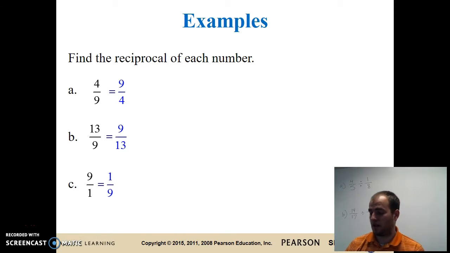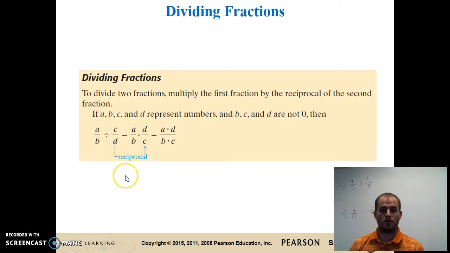Alright, so now that we know what reciprocals are, we're able to talk about how to divide fractions. To divide fractions, you multiply the first fraction by the reciprocal of the second fraction because dividing by a number is the same thing as multiplying by its reciprocal. If you think about it, if you divide by a half, if you cut things in halves, it's the same thing as multiplying by 2 because now you have twice as many. Okay, so dividing by a half is the same thing as multiplying by 2 over 1, which is its reciprocal.